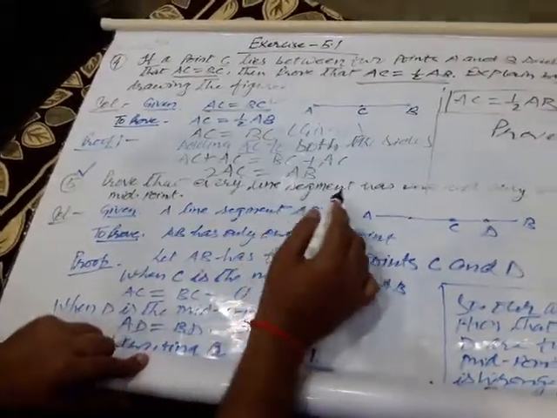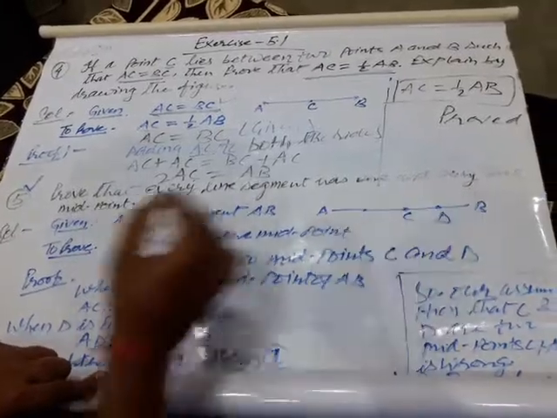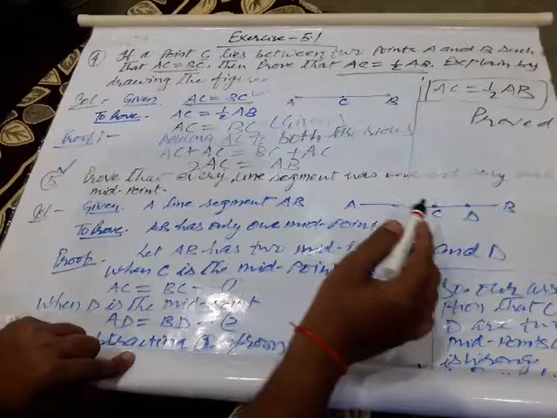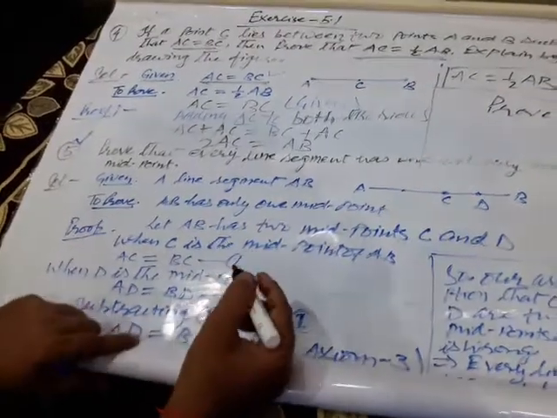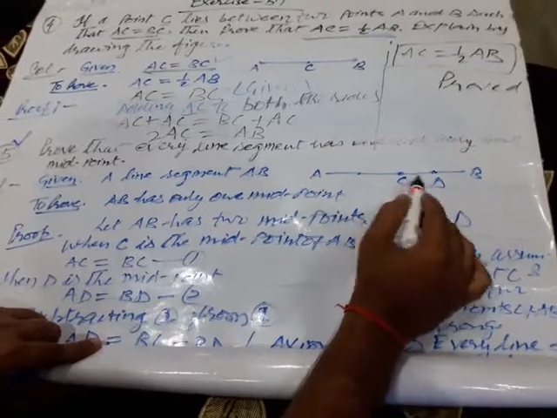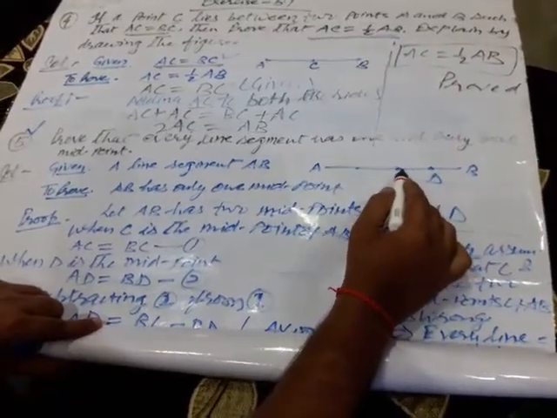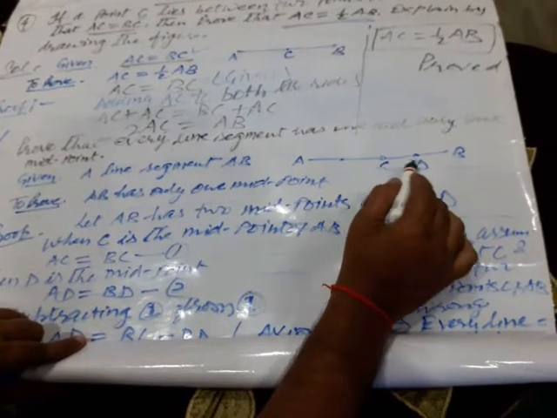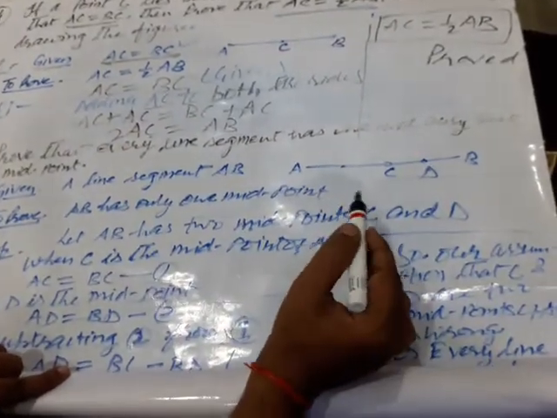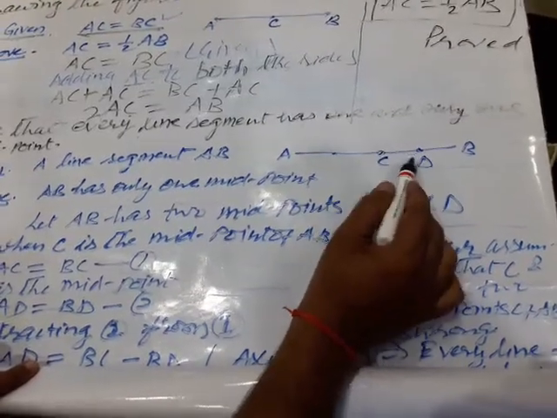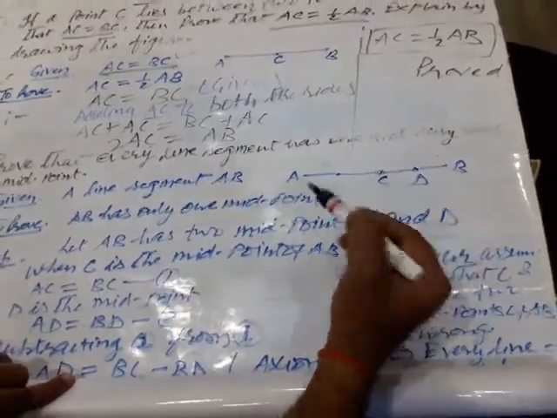Prove that every line segment has one and only one midpoint. Let us start, children. AB is a line segment. Clear? Let us see this contradiction method: let us assume that C and D are two midpoints, and we will show that this assumption is wrong. Means C and D will be the same point. Their names are different.